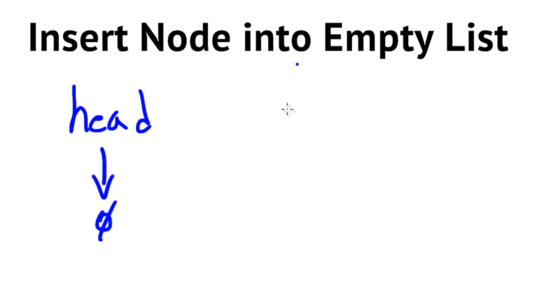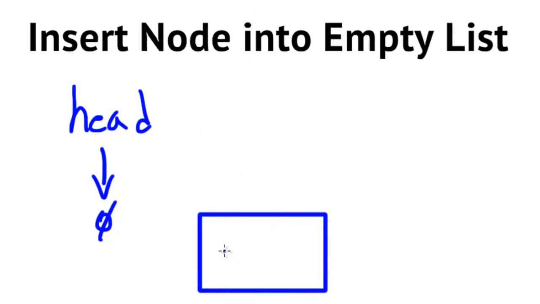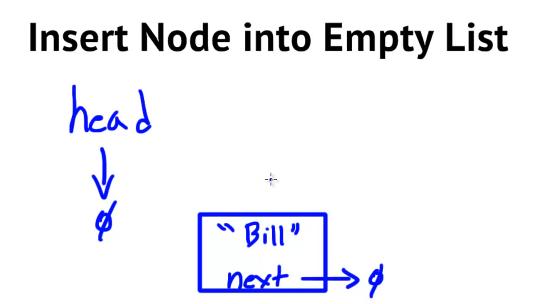So we'd have some new node that we're trying to add in. I'm going to draw a box here for our new node. And maybe we have a string here that represents some particular name. So maybe we have the name Bill here. And we have our next pointer, and we know that our next pointer is always initialized to null. And we would have some pointer here that actually points to this new node. Maybe we'll just call it our new node pointer. So we have that.